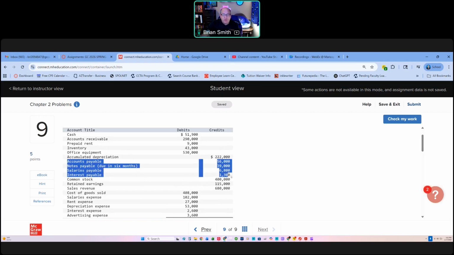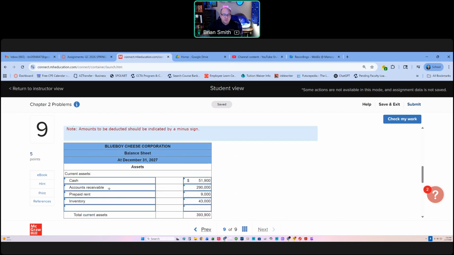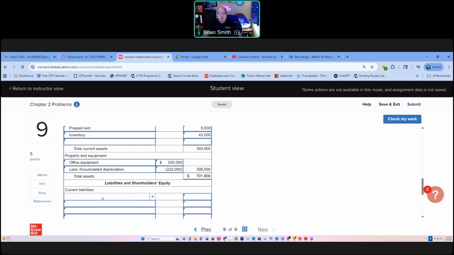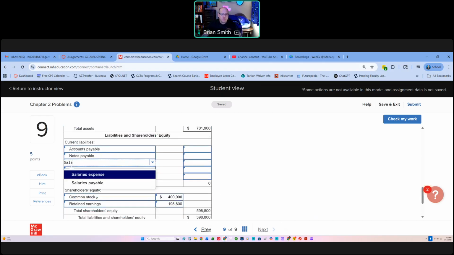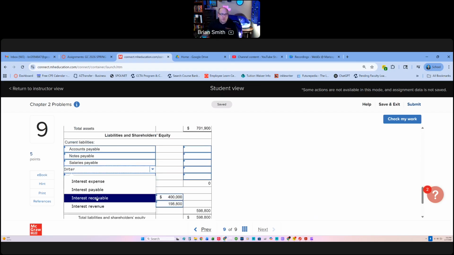Here's hoping our liabilities and equity equal that. So here's our liabilities. We've got accounts payable, notes payable that is due in 6 months, right? That means it's a current liability, even though it's a note. So accounts, notes, salaries, and interest.